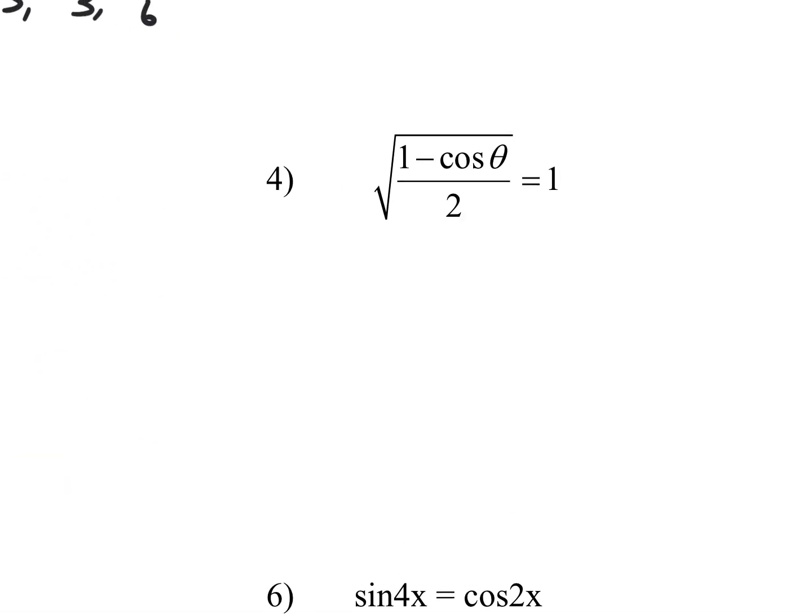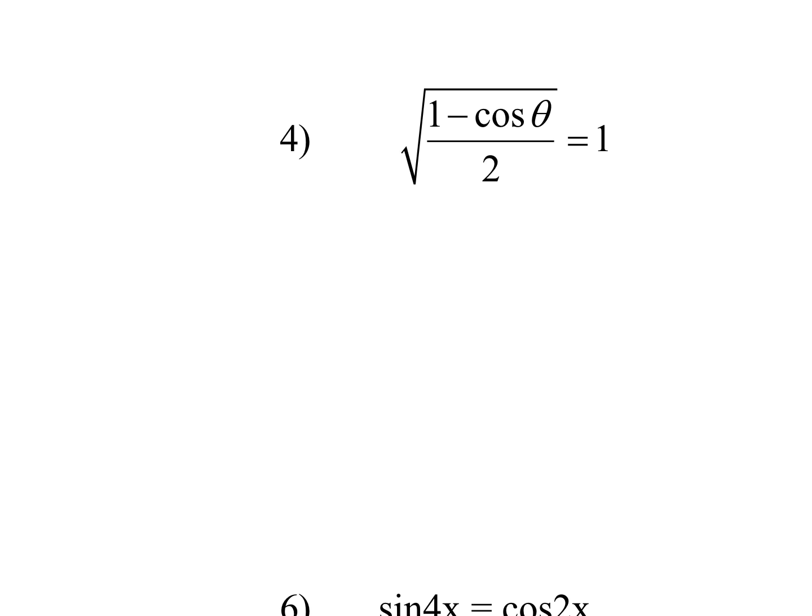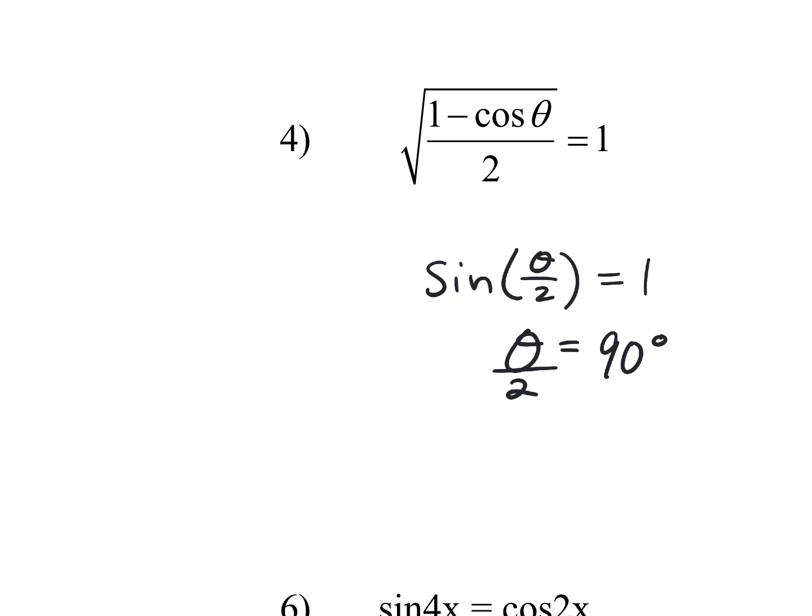Let's move on to number 4. So as we look at number 4, I recognize this as one of our identities. I see this as our sine of theta over 2. And that means if that value is set equal to 1, there's only one angle where sine equals 1 on our unit circle. That happens where theta equals 90 degrees. In this case, though, our argument is theta over 2. So we'll have to double that angle. Theta will equal 180 degrees.